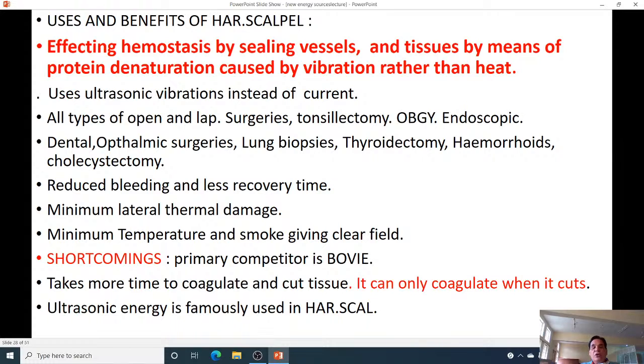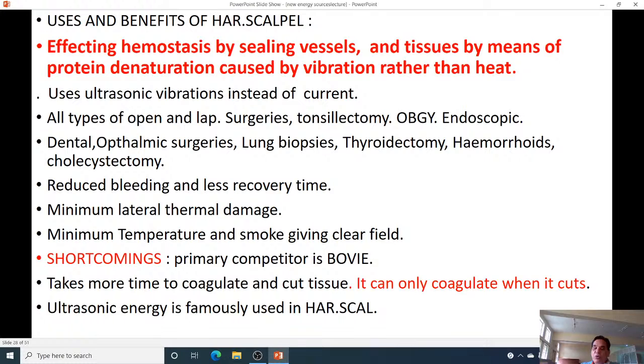For shortcomings, considering the cost, the main competitor for the harmonic scalpel is the old Bovie machines. They are maybe 80,000, 1 lakh, 2 lakhs, and this is 40 lakhs. It takes more time to coagulate and cut. The time required for harmonic is comparatively more.